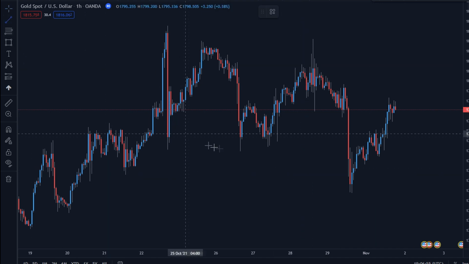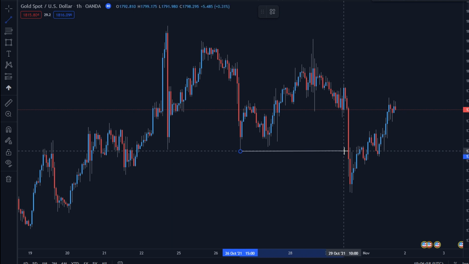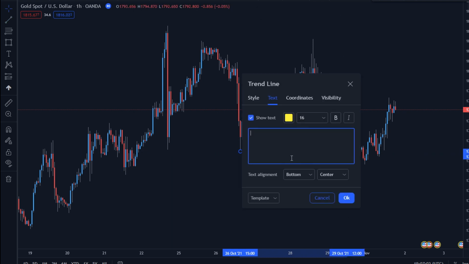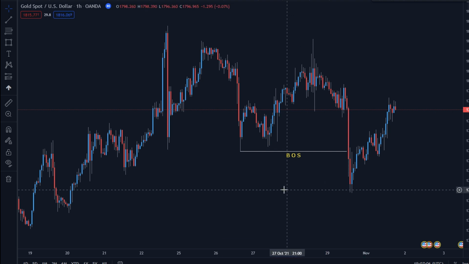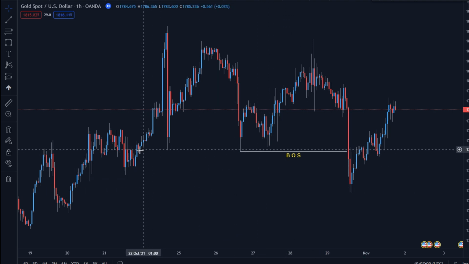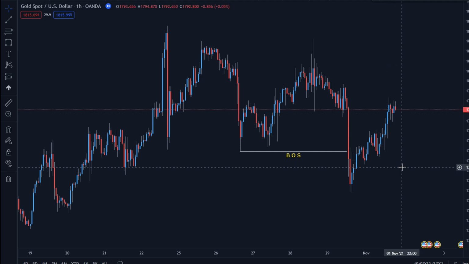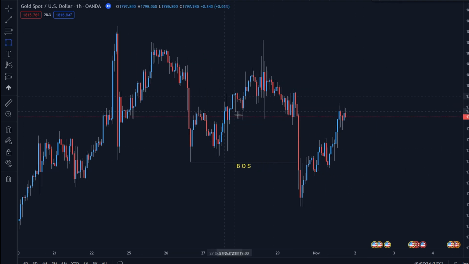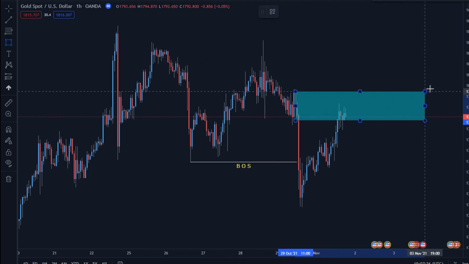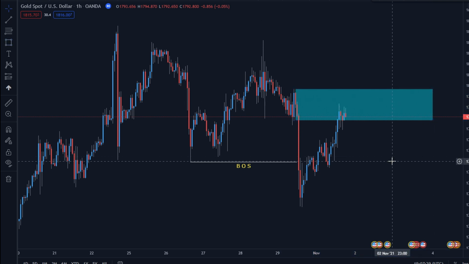What we can see is that here was structure that was holding for a while. Okay, this is a BOS, break of structure. Here was holding since this level, so we broke this level, then came back to the retest of that area, and it's been holding since late October. This move here broke it, and what do we have here? Well, here we have an order block on the 1 hour time frame.